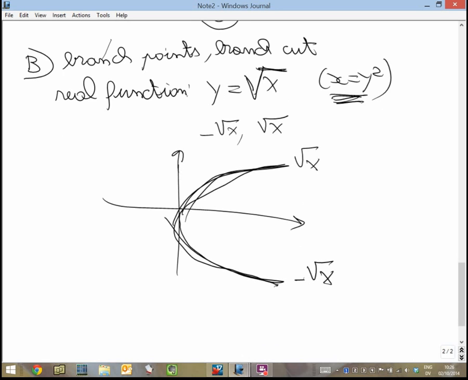So the function y equals the square root of x is actually a multi-valued function. So there are two answers to the question, like, what is the square root of 4? It's +2 and -2. But humans, and especially computers, don't like to deal with ambiguity.